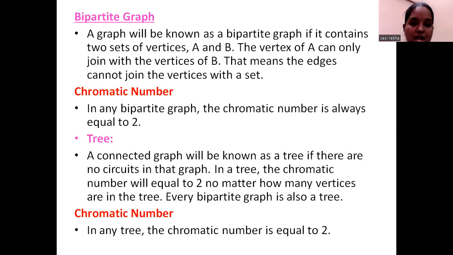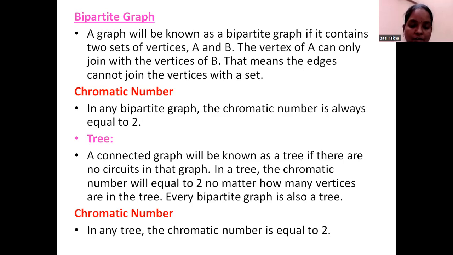And lastly, we have the bipartite graph. It contains 2 sets of vertices, like A and B, and we join the vertices from set A to set B. That means an edge cannot join vertices within the same set. So the chromatic number of a bipartite graph is always equal to 2.